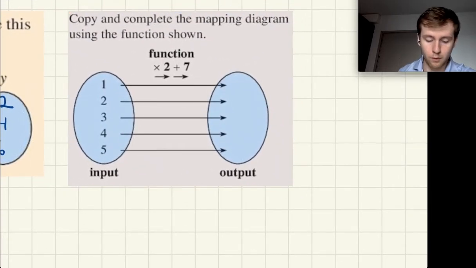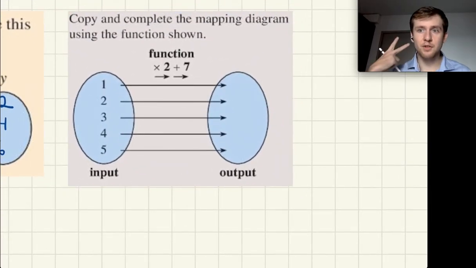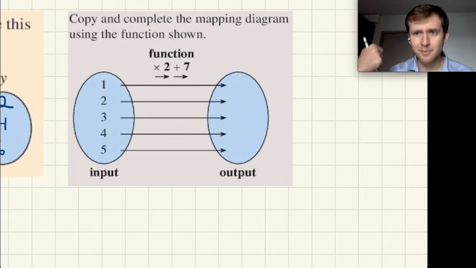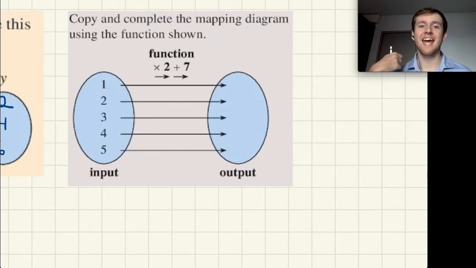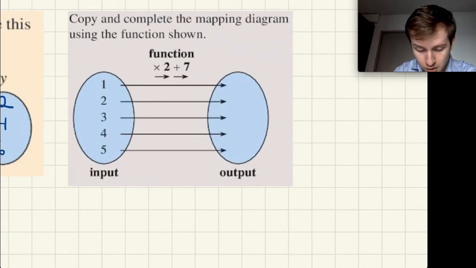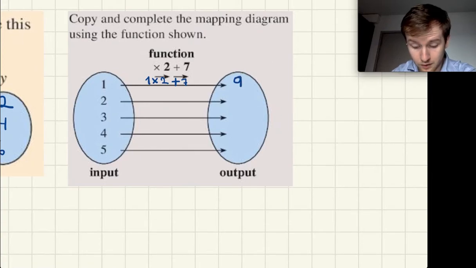Okay, and now what we're supposed to do is, you see, now we have 2 actions. Whatever comes in there has to be multiplied by 2, and then we have to add 7 to it as well. So we do 1 times 2, and then plus 7. And the answer is going to be 9 in this case.